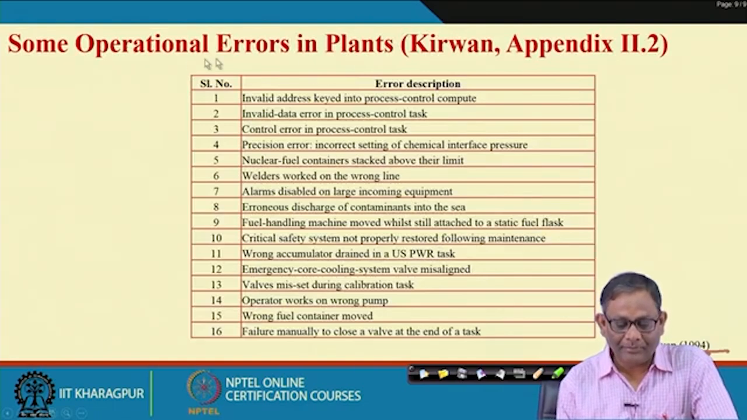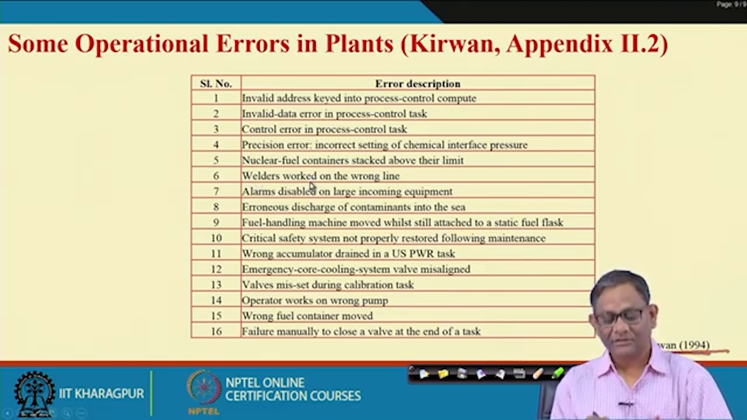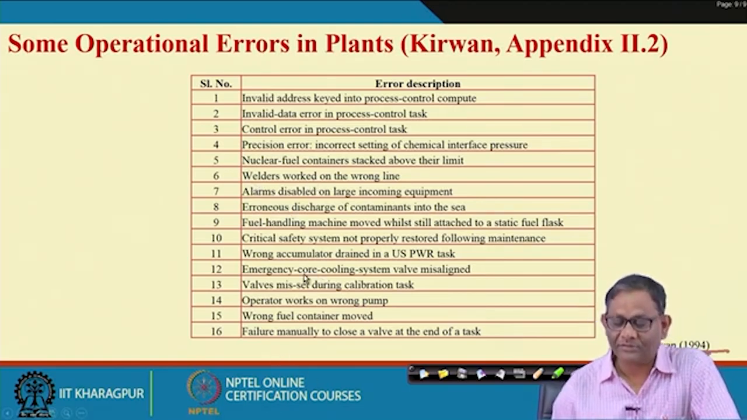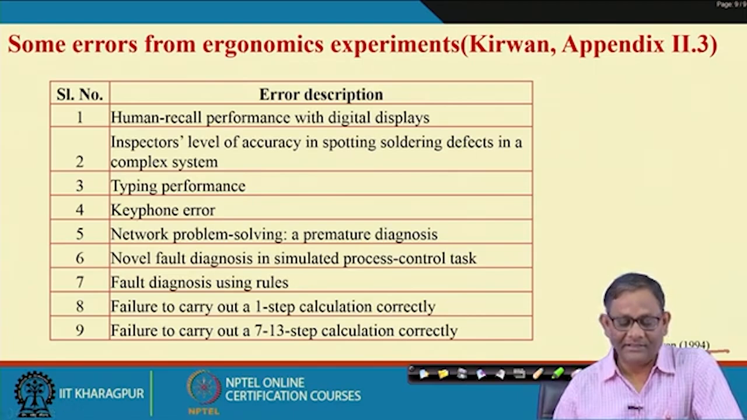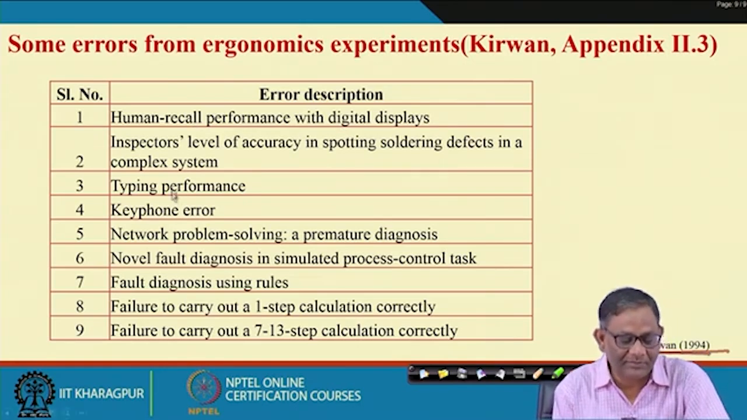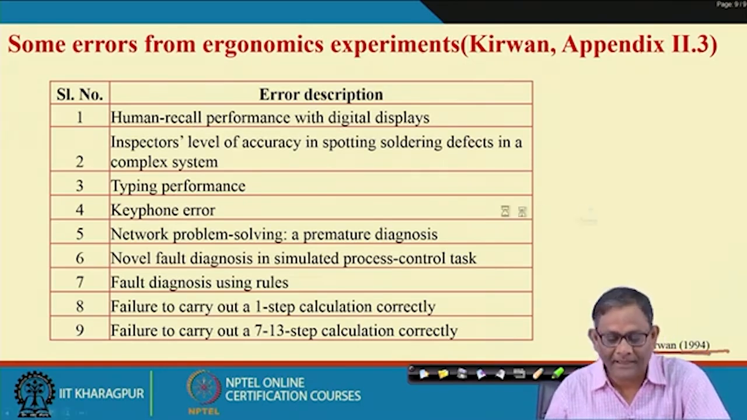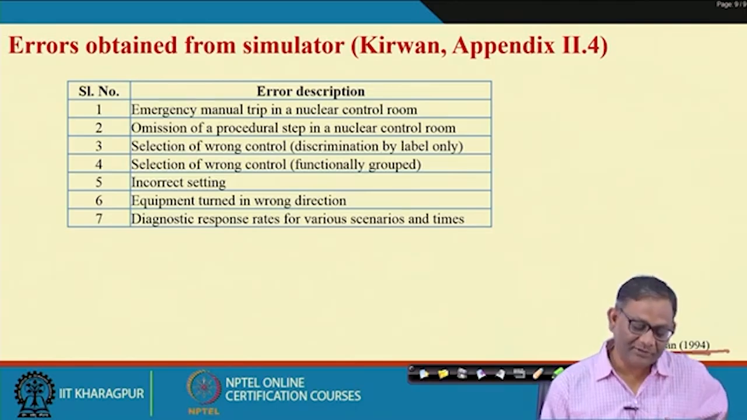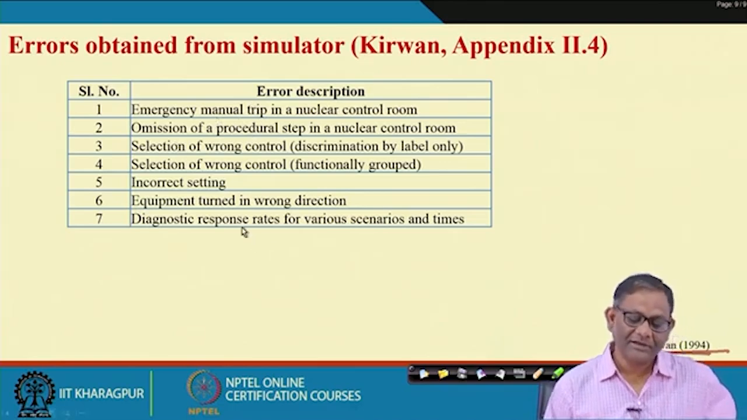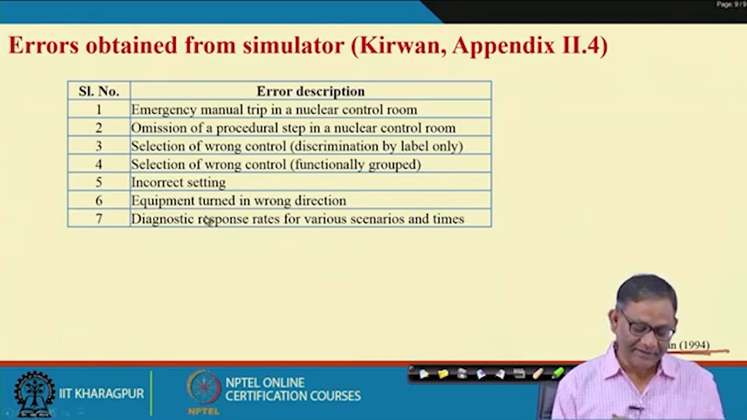Then they have given some operational errors in plant in appendix 2, like control error, precision error, like the welder worked on the wrong line. So, 16 different errors are given. Then some ergonomic experiments were conducted by them, and from those experiments they have put some errors, like typing performance and human recall performance. And then they also developed a simulator, particularly for nuclear control room operations, and from there they identified different kinds of errors. Okay. So, 7 different types of errors are given.